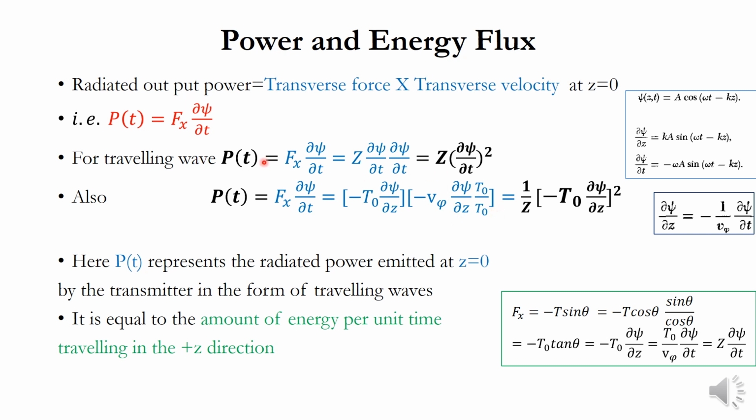In that, the power is obtained as Z into dou psi by dou t whole square, or 1 by Z into minus T0 dou psi by dou z whole square. Here, this P of t represents the radiated power emitted at z equal to 0 by the transmitter, or by the source, in the form of traveling waves. It is equal to the amount of energy per unit time traveling in the plus z direction.